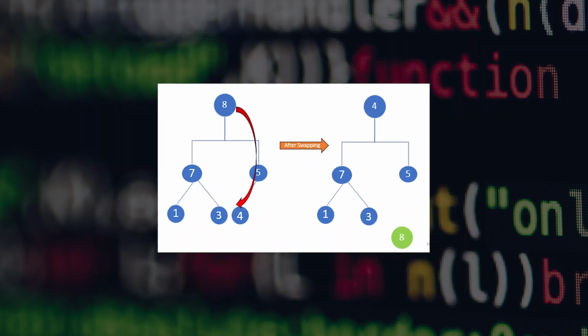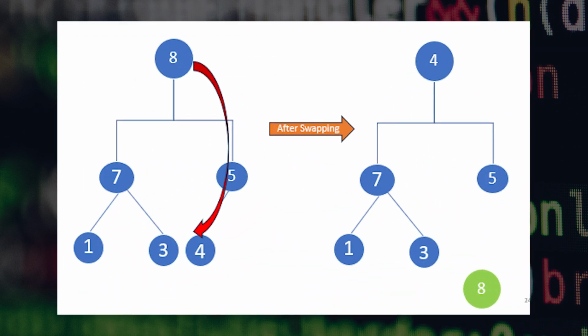The left side image indicates the max heap tree. So 8 is the root node, the left child of 8 is 7, the right child of 8 is 5, the left child of 7 is 1, the right child of 7 is 3, and the left child of 5 is 4. So this is the max heap. Now we want to sort these elements using the heap sort algorithm.